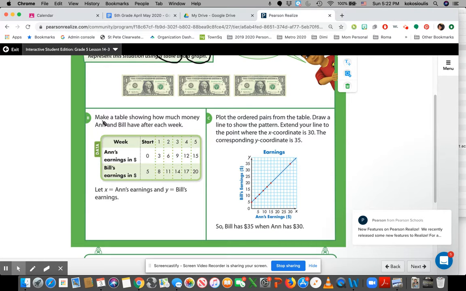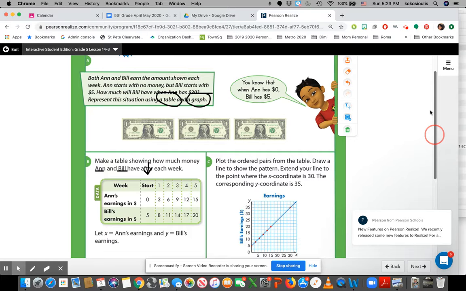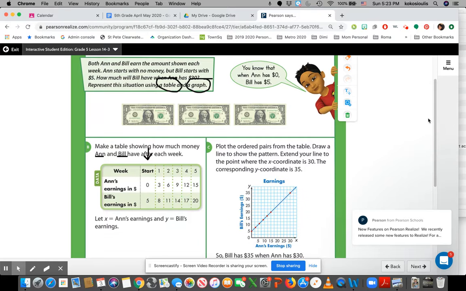Okay, so we're going to make a table. Here's Anne and here's Bill, and this is where they start, right? Anne starts with 0, poor girl. Bill started with 5, right? And then in week 1, what happens? Well, let's read what happens. In week 1, Anne earns $3 and Bill earns $8. Then Anne in week 2 earns 6, Bill earns 11.